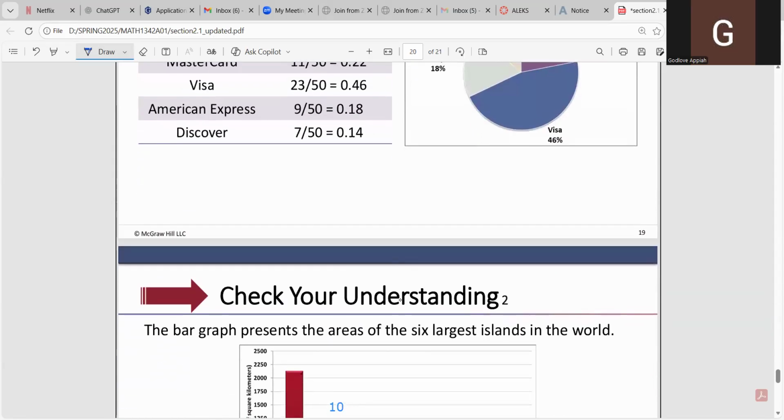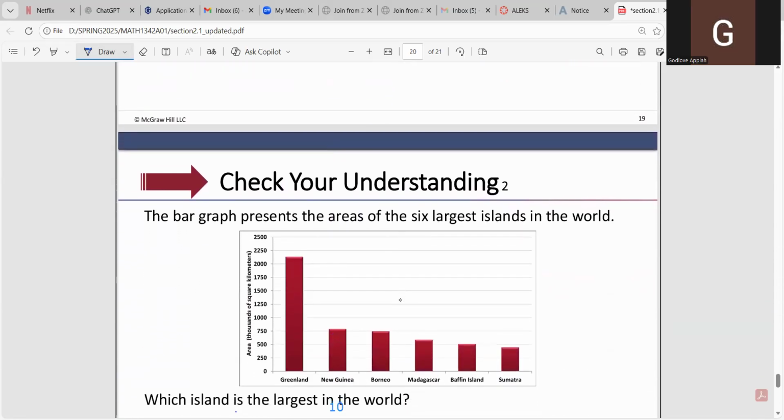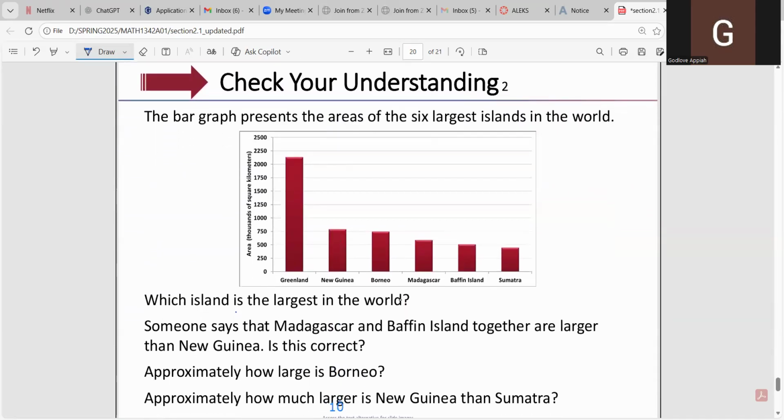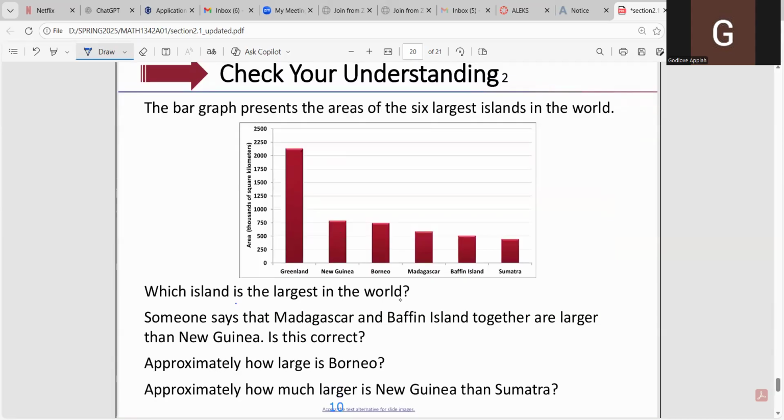Now let's see if we can answer some questions. We're going to read this problem and I would like you to type your answer in the chat. The bar graph presents the areas of the six largest islands in the world. The islands are Greenland, New Guinea, Borneo Island, Madagascar, Baffin Island, and Sumatra. These are the islands on the horizontal axis right here.